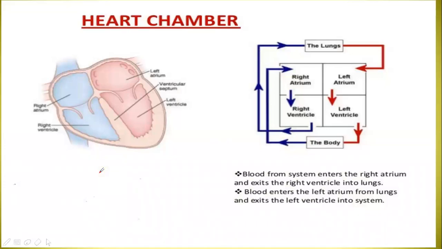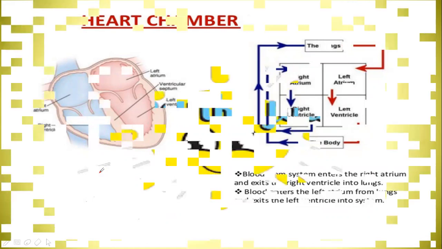These are the different chambers shown in the diagram. Right atrium receives deoxygenated blood from the body and pushes it to the right ventricle. Right ventricle pushes the deoxygenated blood to the lungs. The lungs push the blood to the left atrium, and the left atrium pushes the oxygenated blood to the left ventricle and then it is supplied to the body.